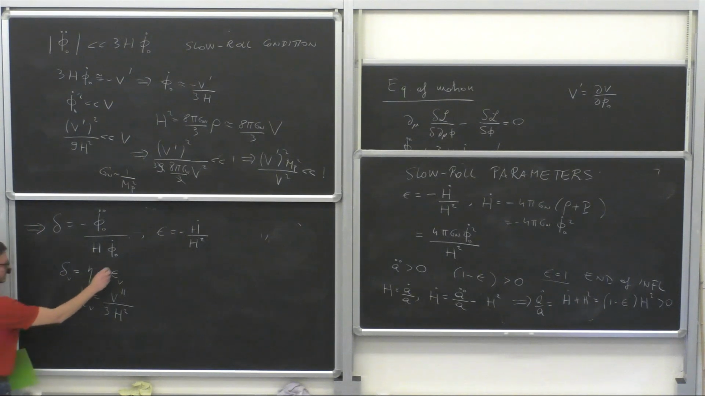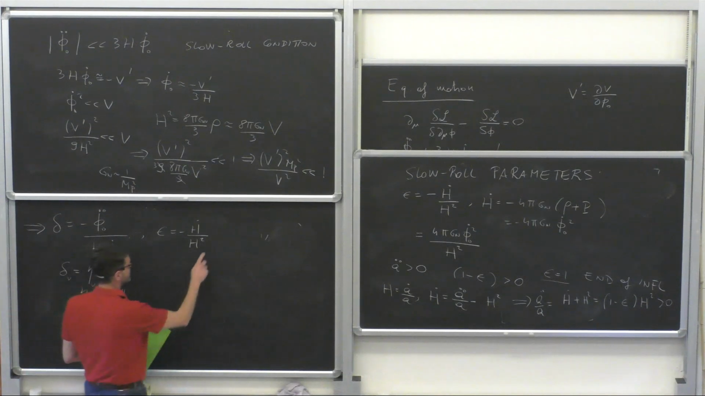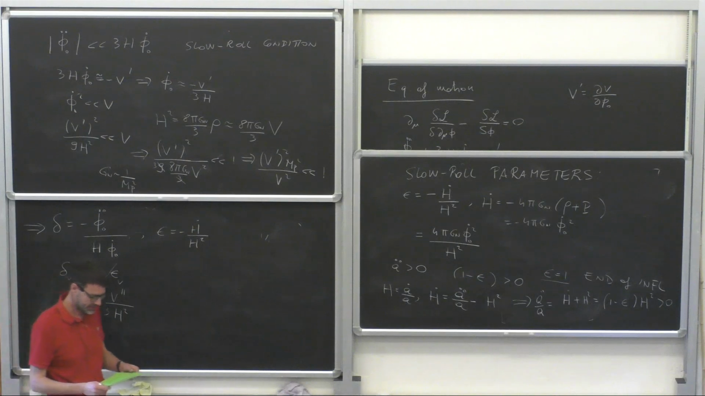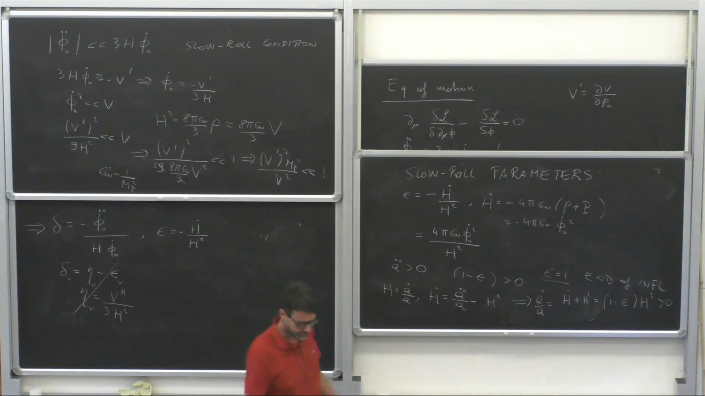Okay, so let's forget about this. Those are the two slow-roll parameters. They have to be smaller than 1, both of them. And again, when epsilon is equal to 1, inflation ends. So that's more or less the dynamics.